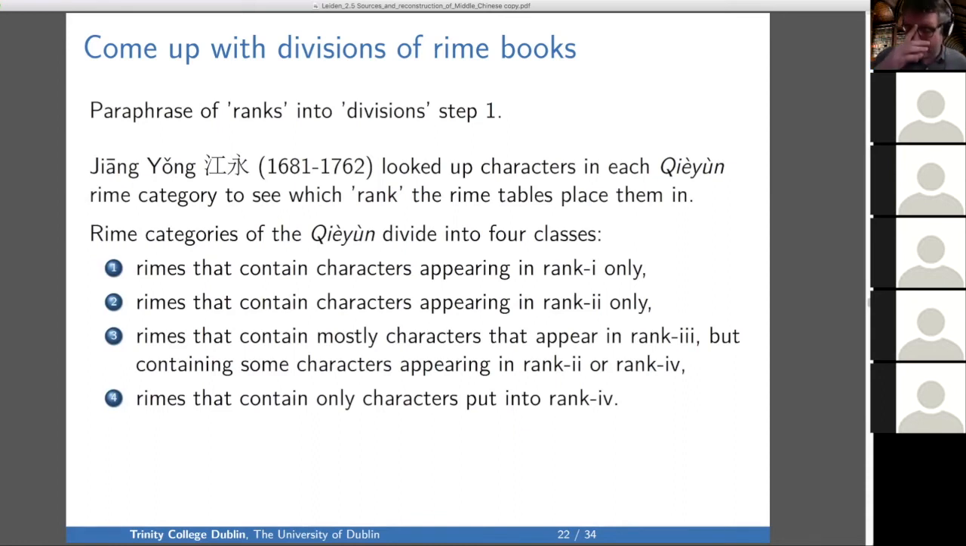So these are the divisions of the Qieyun. And you see how they are very explicitly different from the ranks of the Yunjing. And why are they different? Because of the messy third category. Something that's division three could be rank two, or something that's division three could be rank four.